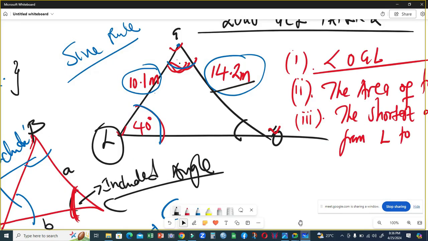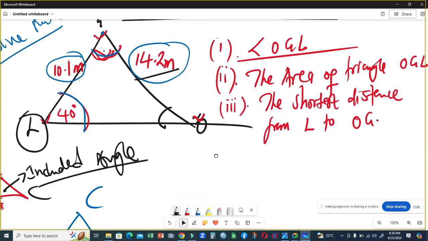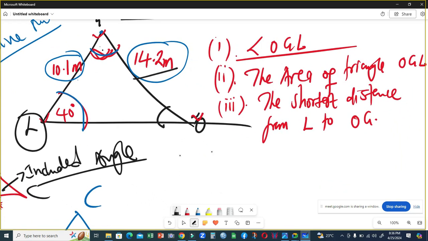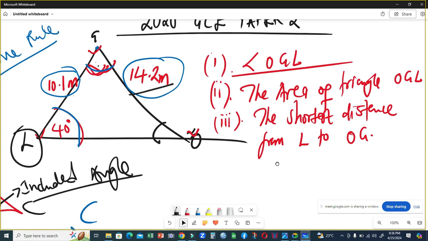So now let's jump in. Since we know it's the sine rule, let's go ahead and calculate. So the formula for the sine rule is, remember, with trig you need to use the letters that you have been given. It's not always that you need to use A, B, C. We need to use the letters that you have been given. So in this case, we have L, O, and G.